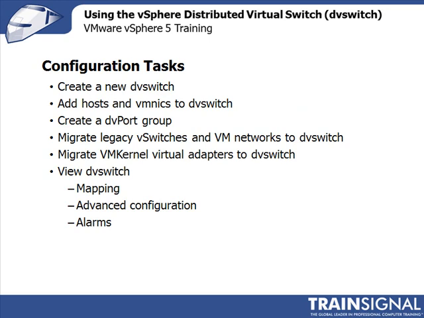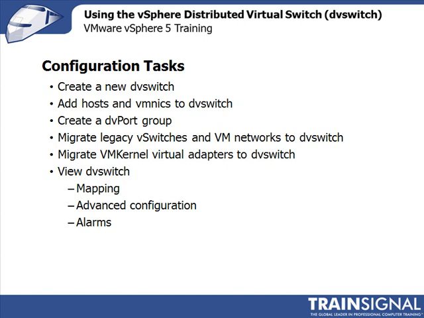Configuration tasks. So what are we going to configure during this lesson? We're obviously going to create a new dvSwitch. We're going to add hosts and VM NICs and uplinks to this dvSwitch. We're also going to create a DV port group. It is the equivalent of the standard virtual switch port groups. We're going to create those on our VDS.